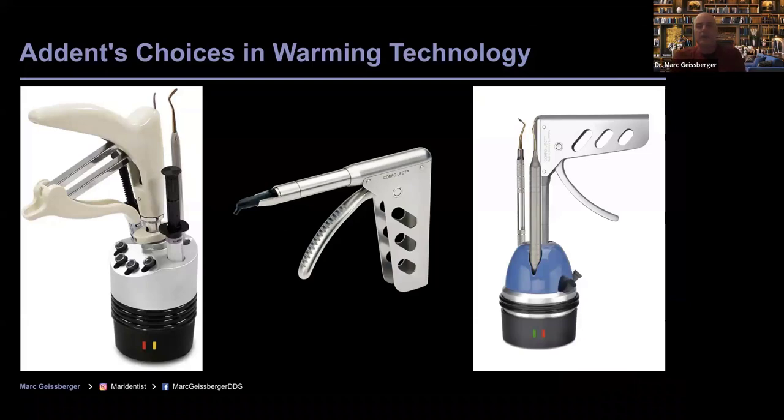The setup here on the left is the one I have in practice. If you haven't purchased a composite warmer or used one before, and you're using a nanofilled or microhybrid, I highly recommend you purchase one and use one. You'll be thrilled at the way your composite handles once you have used one of these. I'm on my 12th year of warming composites, and really can't function without it.